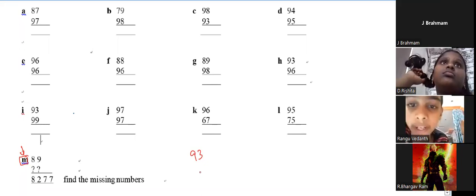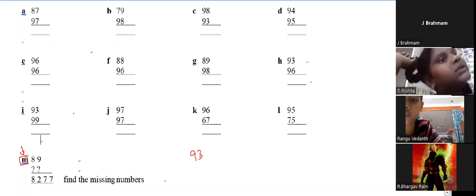Sir, we should, okay, do then, wait. Singhal will explain this. Okay. Wait. Singhal, explain this. For the reason, I did division, sir. Divided by 8. Sorry? Sir, I did division, sir. You did division. 8277 divided by 89. Yes, sir. I just wrote that.